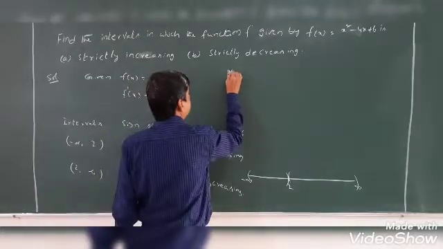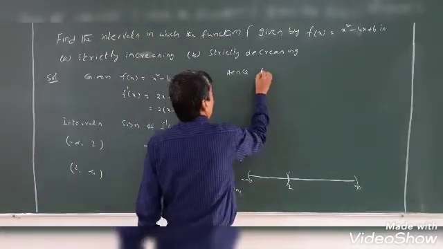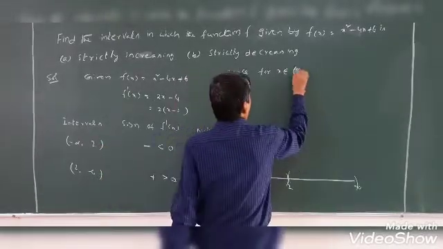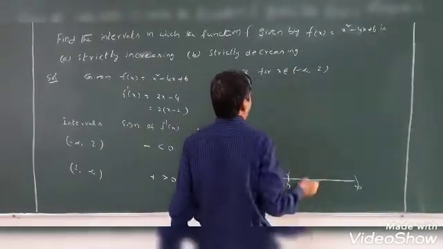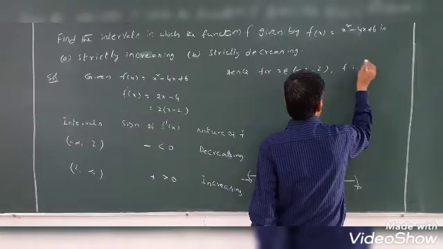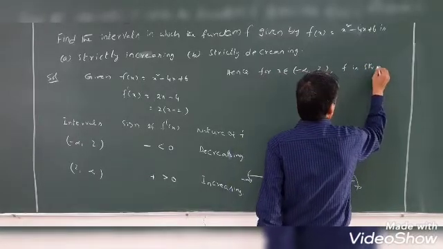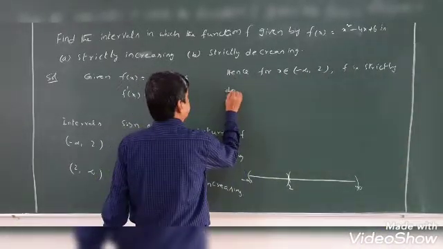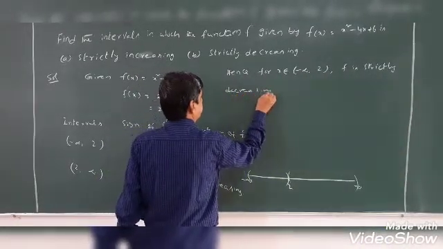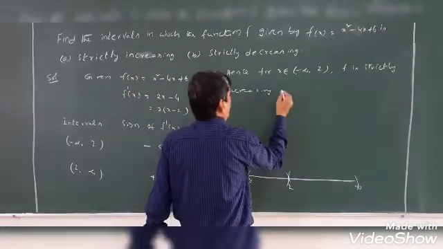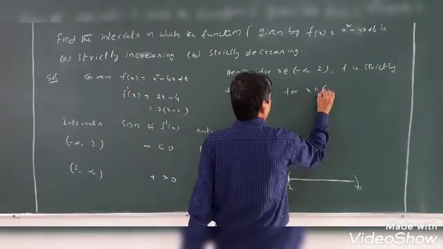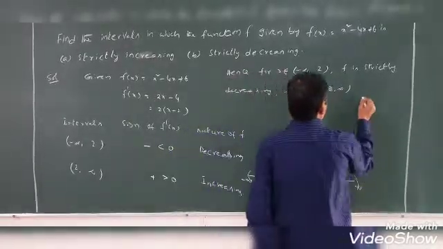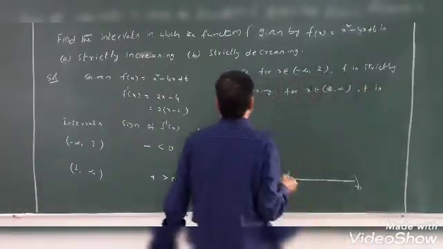Hence for x belongs to minus infinity to 2, f is strictly decreasing. For x belongs to 2 to infinity, then f is strictly increasing.